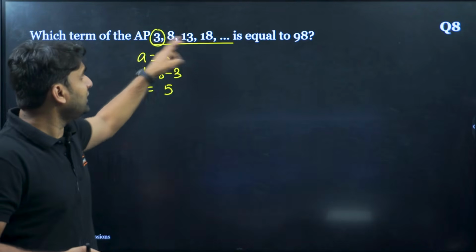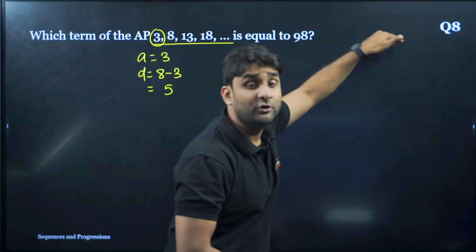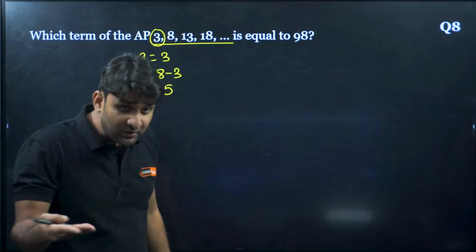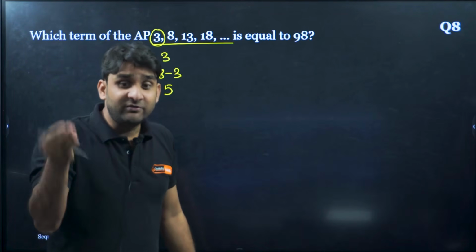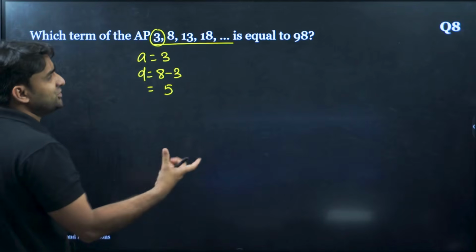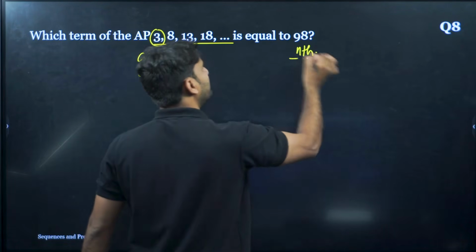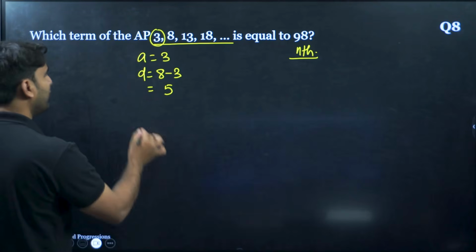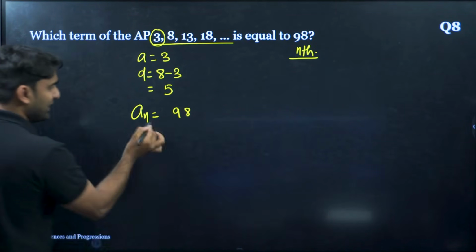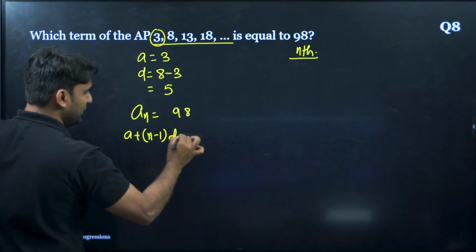So if you continue this AP, 3, 8, 13, 18, where will 98 come? This is the question. We don't know the position. If the position of 98 is not confirmed, you can imagine the position of this 98 is the nth term. And we have the formula for the nth term. An is equal to 98, and An can be written as a plus n minus 1 into d, is equal to 98.